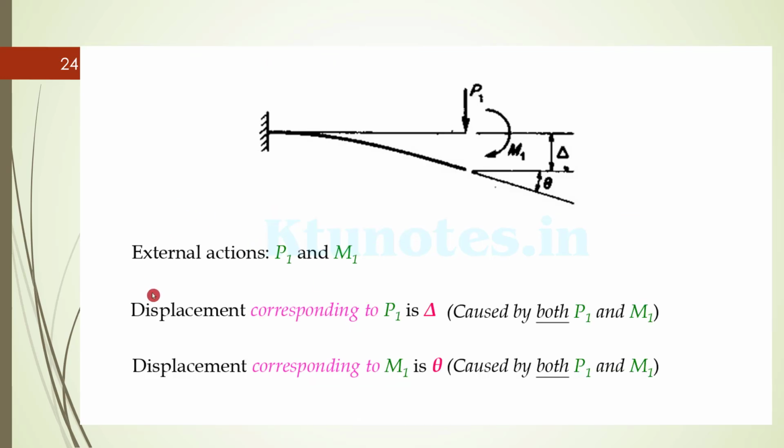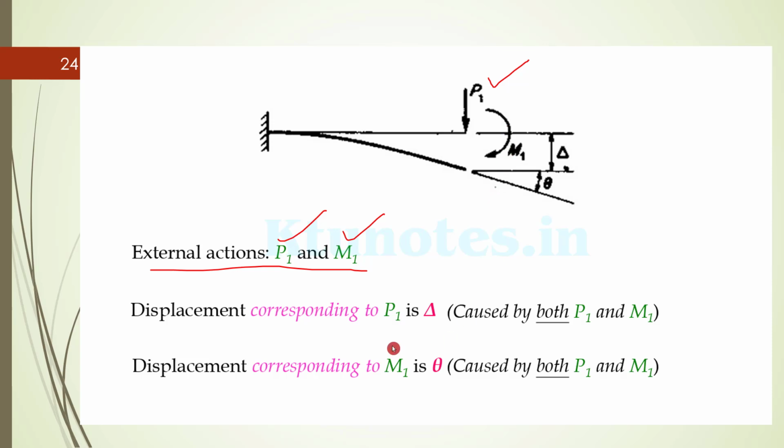So in detail, the external actions in this figure are P. It's a cantilever beam with a free end load. At the free end there is a vertical force P1, and there is a moment M1. So the external actions are P1 and M1.